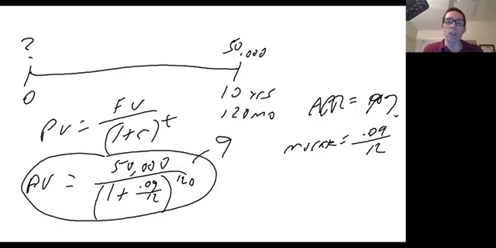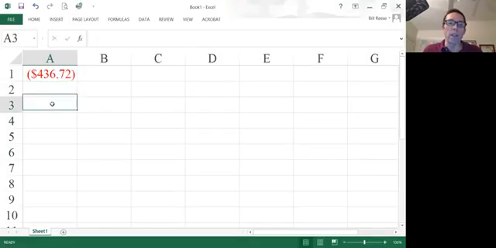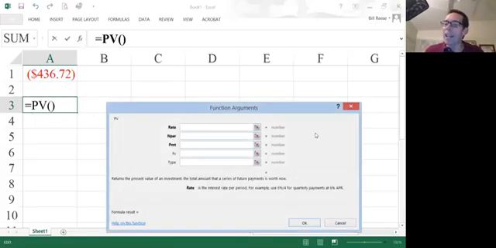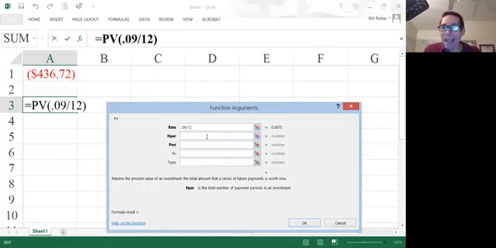Okay, so let's go up to Excel. And in Excel, we're going to use our present value function again. So we're going to say equals PV for present value, put the bracket in there, and we're going to say my rate. And again, it has to be the monthly rate. So that's going to be 0.09 divided by 12, or you could type in 0.75%. That would work. The number of periods, you can do either 10 times 12, or you can just do 120, but it's got to be the number of months because we have monthly compounding.